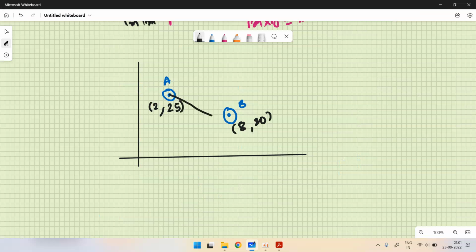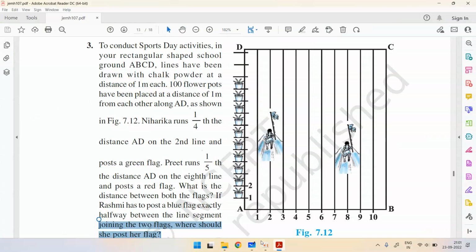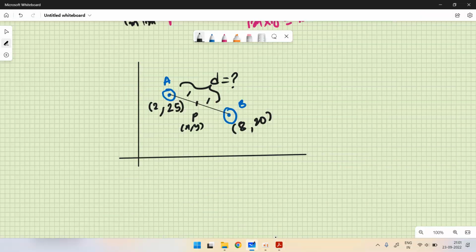Now if you join these 2 points, you need to find this distance. And this is my midpoint. I'm marking it as P and taking it as (x, y). What is this (x, y) with respect to this? Where should we keep the flag? Divide this in the ratio 1:1. Rashmi will put the flag exactly in between, halfway between this and this.